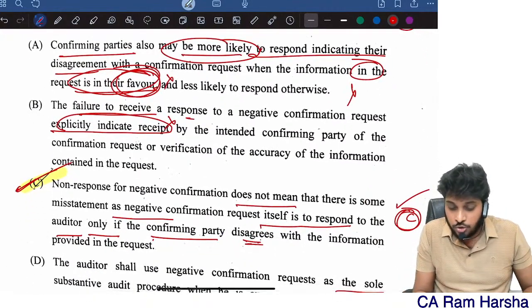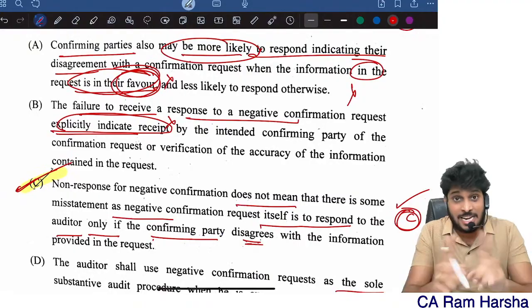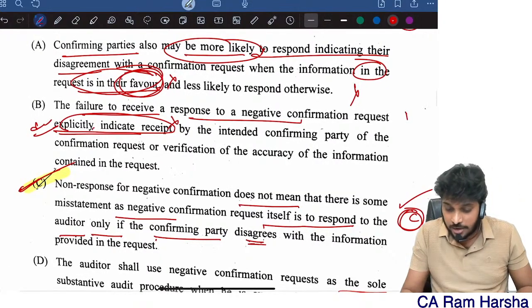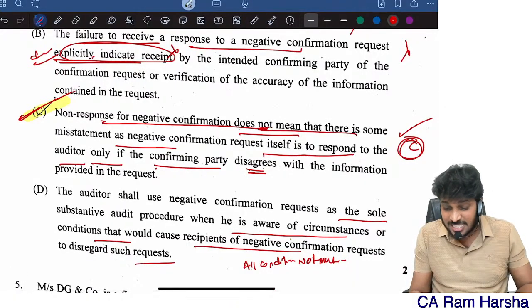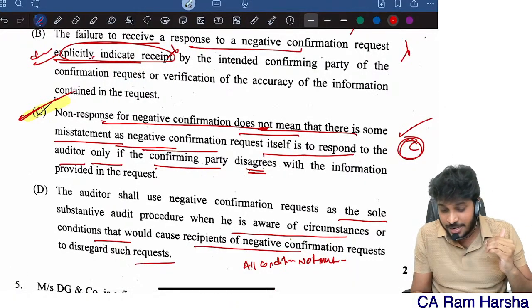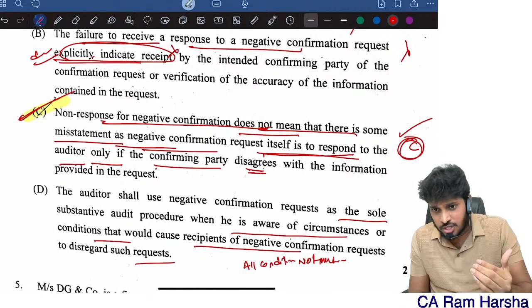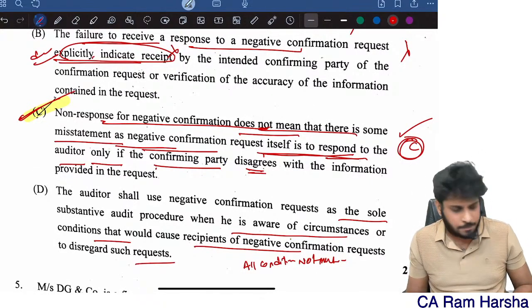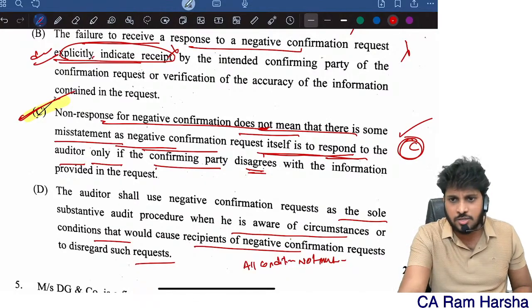Failure to receive response negative explicitly. No, it does not explicitly indicate. So therefore this is also wrong. Non-response does not mean there is a misstatement in a negative confirmation request. No. In a negative request. Just a minute. Yeah, I think everything is cool.